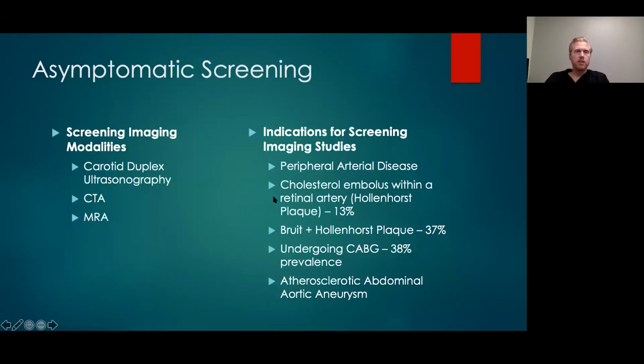All right, how do you screen for asymptomatic disease? What are the guidelines for this? There are some basic screening modalities that we use. The most common one being carotid duplex ultrasonography. Other ones that are also common include CTA and MRA, a little bit more advanced imaging, and costs a little bit more. But the carotid duplex is the workhorse of screening.